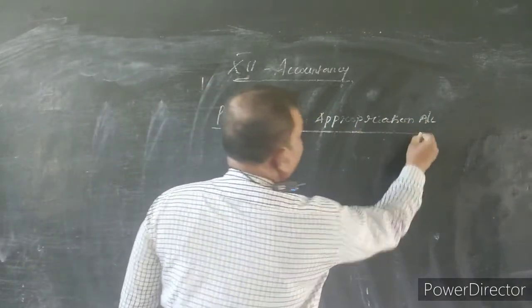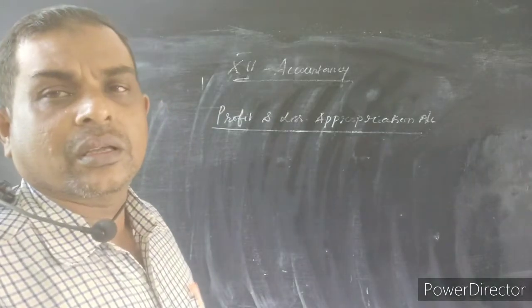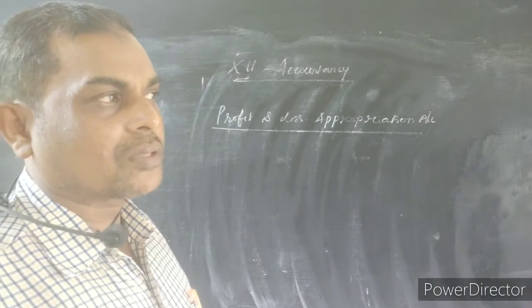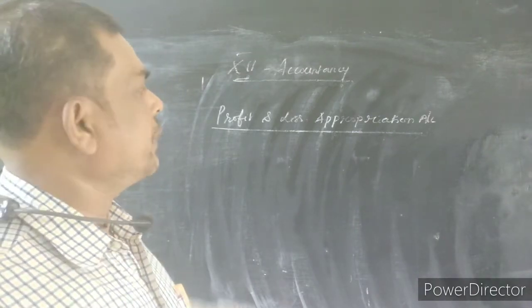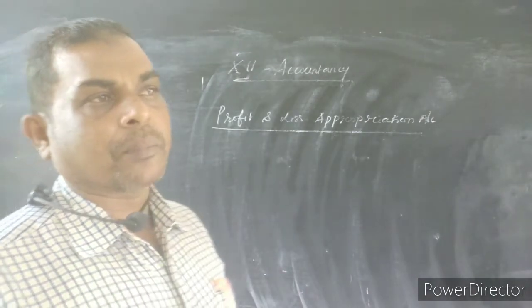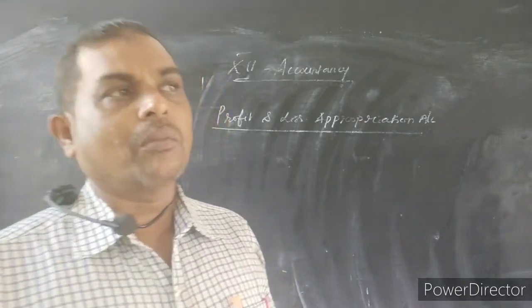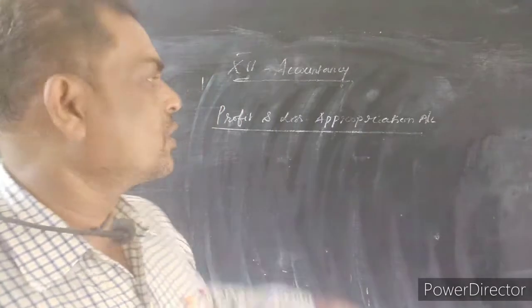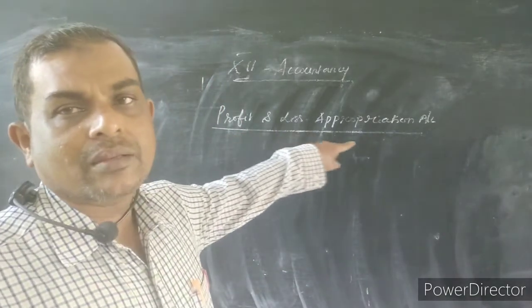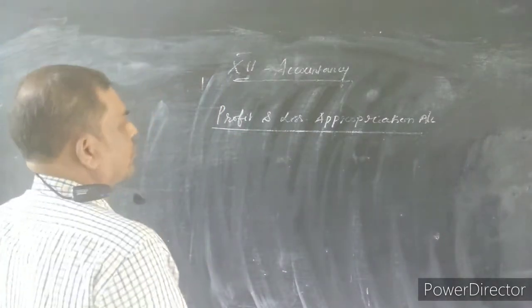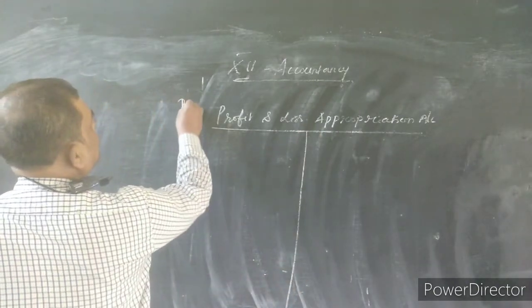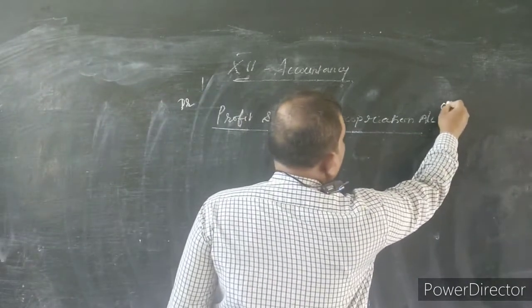Now this account is the extension of profit and loss account. After preparing the profit and loss account, the net profit will be transferred to profit and loss appropriation account, because this profit amount will be shared to the partners. That is why we are preparing profit and loss appropriation account. The format of profit and loss appropriation account is a ledger, so debit side and credit side.